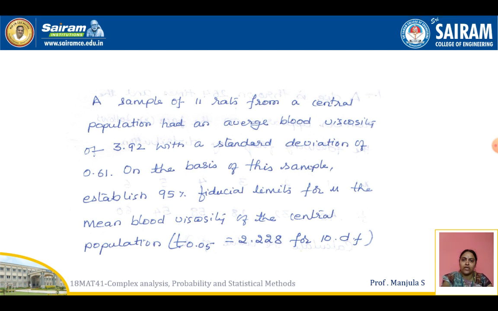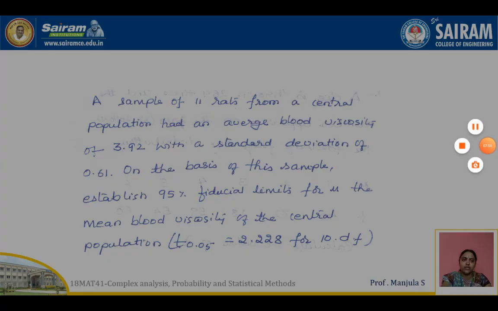Now, based on this, we'll do the problem. A sample of 11 rats from a central population had an average blood viscosity of 3.92 with a standard deviation of 0.61. On the basis of this sample, establish 95% fiducial limits for mu, the mean blood viscosity of the central population. T 0.05 is equal to 2.228 for 10 degrees of freedom. This is the question they given here.